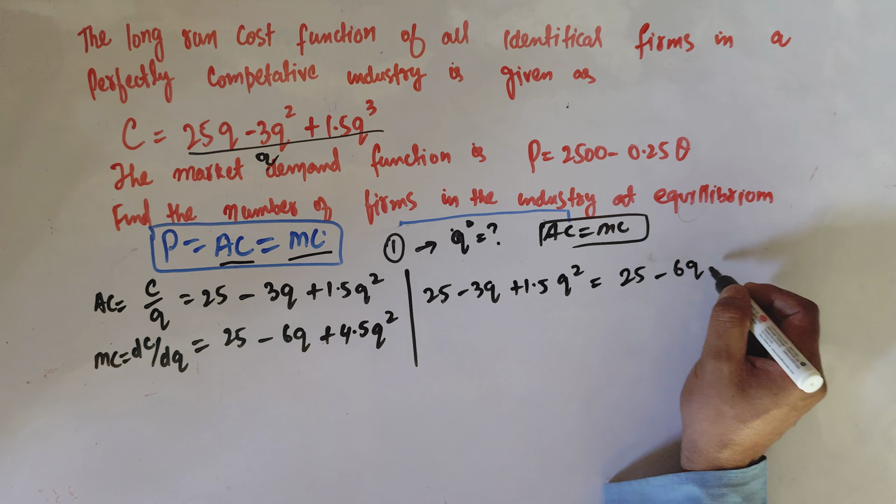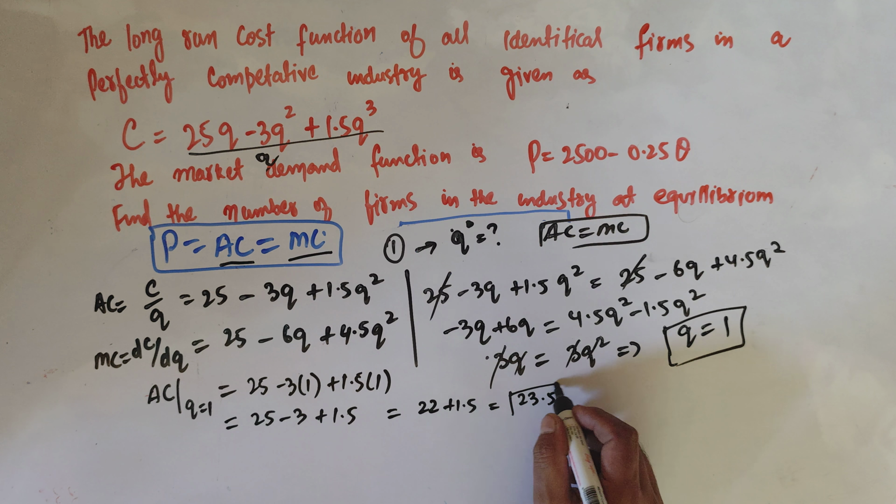Now we need to find out the average cost corresponding to the output level of 1. Simply plug Q = 1 into the average cost equation. So we have 25 - 3 into 1 + 1.5 into 1, which is 25 - 3 + 1.5. It comes out to be 22 + 1.5, which is 23.5.